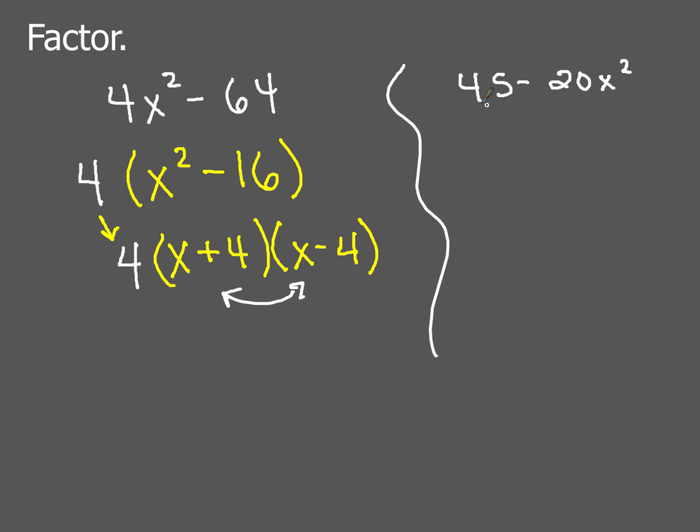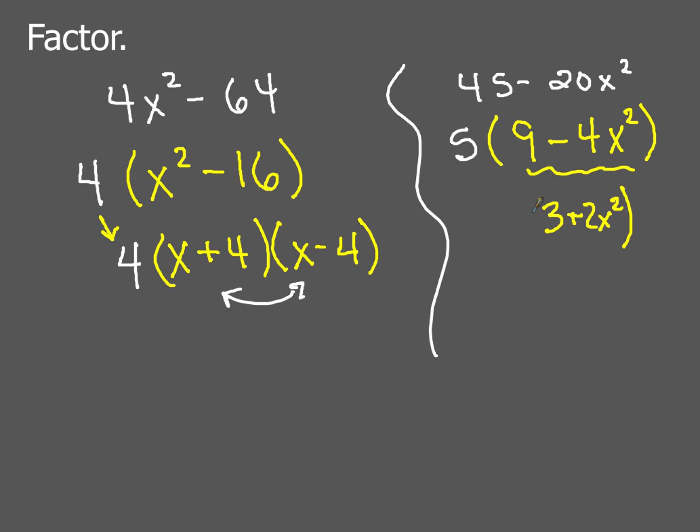Tough stuff. Greatest common factor of 45 and 20 is 5. Of course, that is going to go into 45 9 times, and 5 goes into 20x squared 4 times. So I'm going to have 4x squared. But wait, 9 minus 4x squared, again, is going to be a difference of squares. So we're going to have to factor. We're going to break this 9 minus 4x squared down into 3 plus 2x and 3 minus 2x. And of course, don't forget that 5 sitting out in the front. So it'll be 5 times quantity 3 plus 2x times quantity 3 minus 2x.